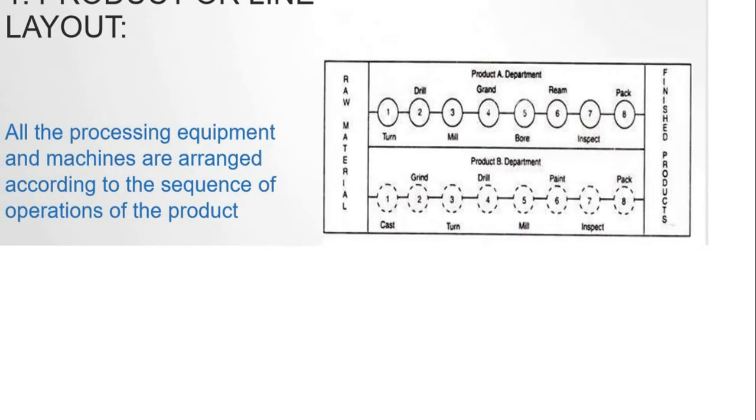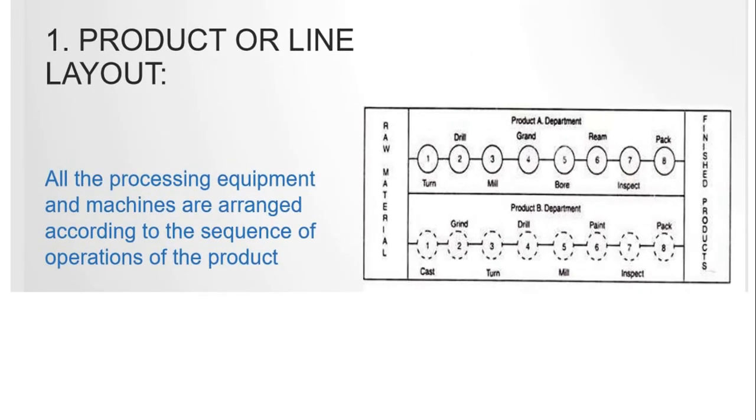The first one is product or line layout. In this layout, all the processing equipment and machines are arranged according to the sequence of operations of the product. Here, in this product or line layout, all the equipment, machines, or plant and machinery are arranged according to the sequence of operations of the product.